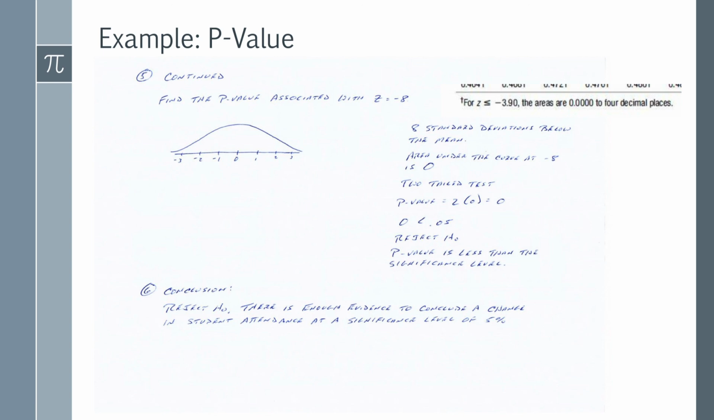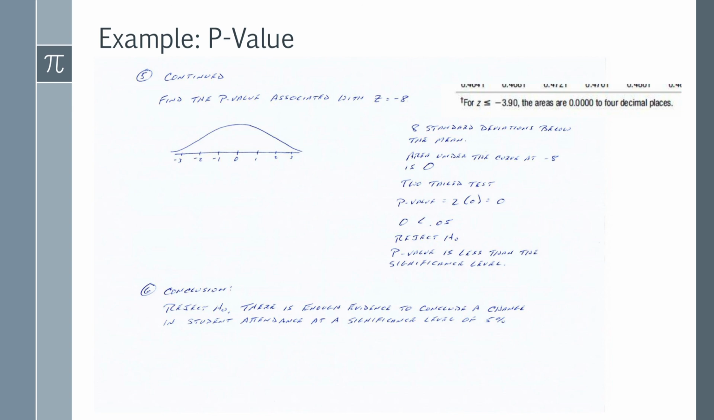And also, if we look at the notation on our z table, down at the bottom, you'll see where it says for z less than or equal to -3.90, the areas are 0 to 4 decimal places. So that is such an extreme value that there is no area under the curve. So in that case, the p-value for that is going to be 0. The area under the curve at -8 is 0.